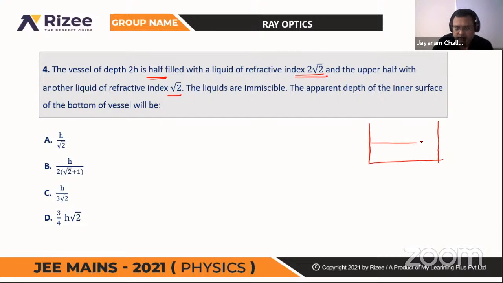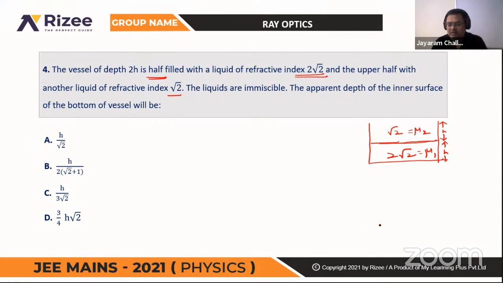So one is occupying H. Another one is also H, but the upper liquid is having a refractive index of root 2, and this one is 2 root 2. These are your refractive indices. Let it be mu 2, and this will be mu 1. So now these two are immiscible liquids. Apparent depth of the inner surface of the bottom of the vessel. He is asking you the apparent depth, sir. So how do you find the apparent depth in this particular case?